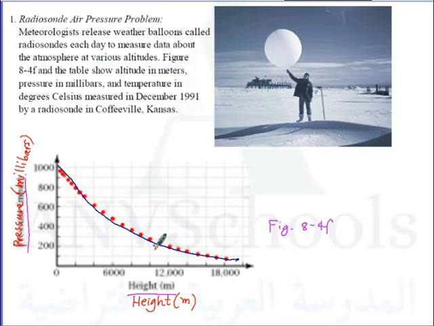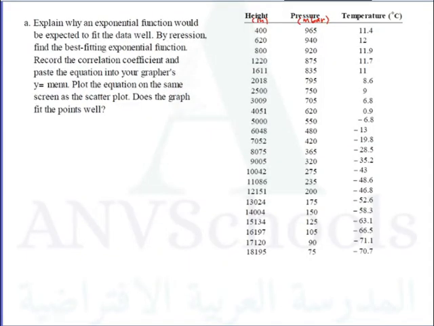The scatter graph will give us the regression equation, which is y hat equals 1076.9102 times 0.9998 raised to x, with the coefficient of correlation as negative 0.9985. And why is it negative again?